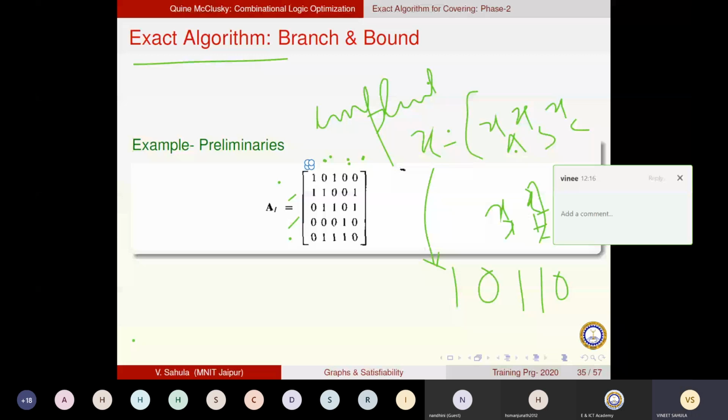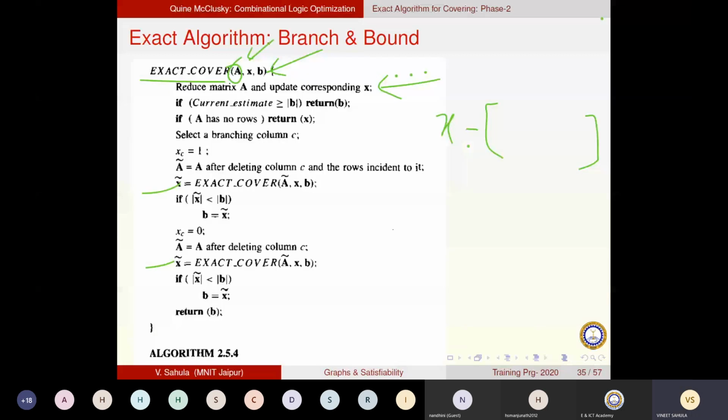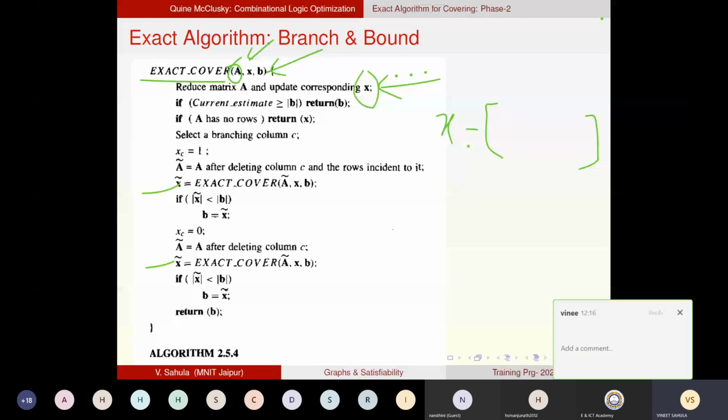I come back here. What I'm trying to see here is that the X vector is updated. If there are any essential columns which are required for any row, I will choose them and update my vector X by writing ones in those places.